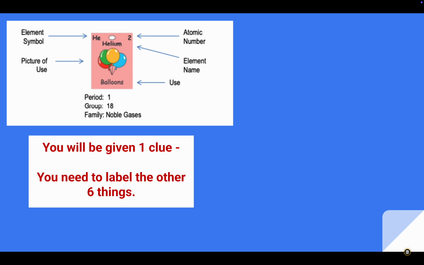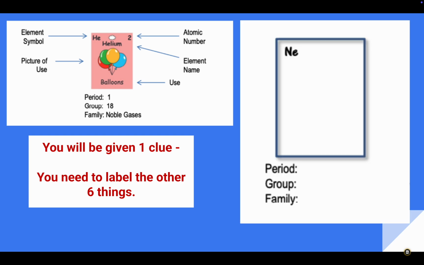Now on this worksheet, you're going to be given one clue, and from that one clue, you will be able to get any and all information that you need to put on there. Just remember, you have to label the other 6 things. So if you only have 5 things labeled, you're missing one. So make sure that you look at the example at the top and fill in everything except for the picture of the use. We're going to do the first one together. The clue that we're given is the element symbol, capital N, lowercase e. I'm going to give you a second to find it.